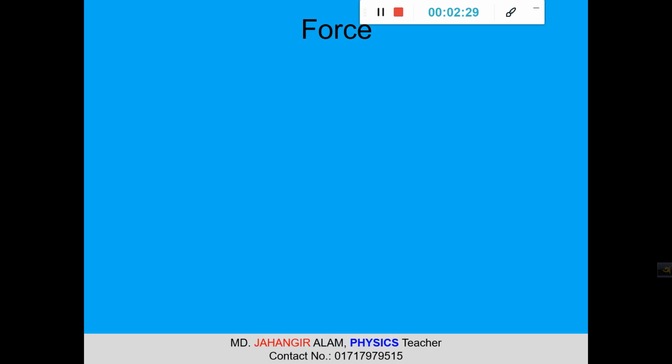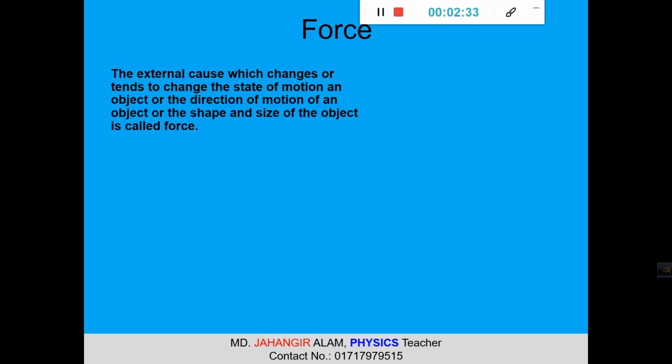First, we should start from force. What is force? The external cause which changes or tends to change the state of motion of an object, or the direction of motion of an object, or the shape and size of the object, is called force.